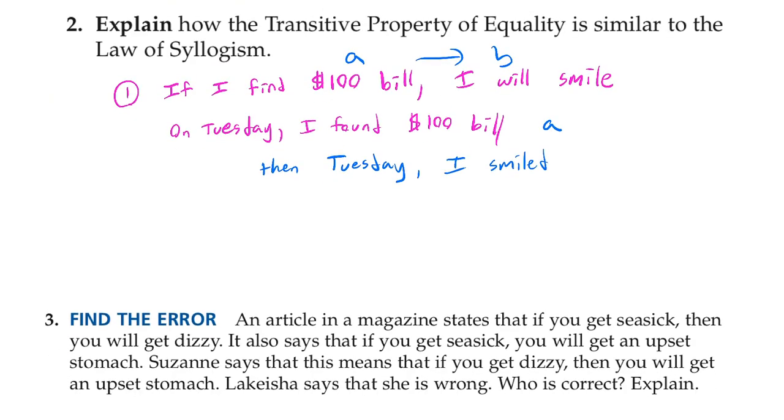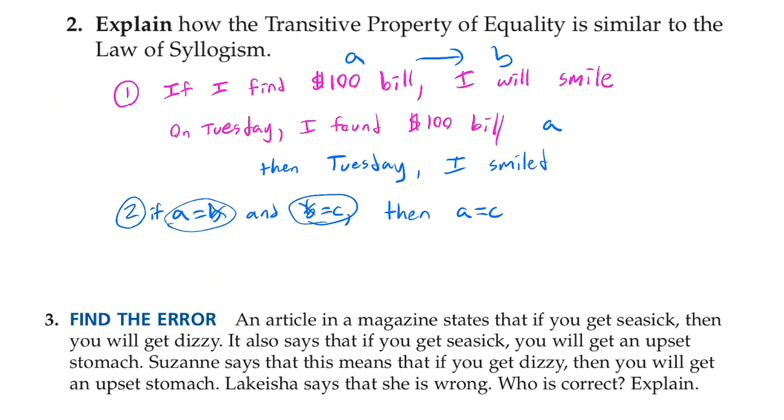Number 2. Explain how the transitive property of equality is similar to the law of syllogism. Well, we haven't talked about what the transitive property of equality is, but we're going to use the transitive property of congruence a lot. All the transitive property says is, if A equals B and B equals C, then A equals C. So if these two things are equivalent and these two things are equivalent, then why have this middleman? A is the same as B and C is the same as B, so they're all the same.